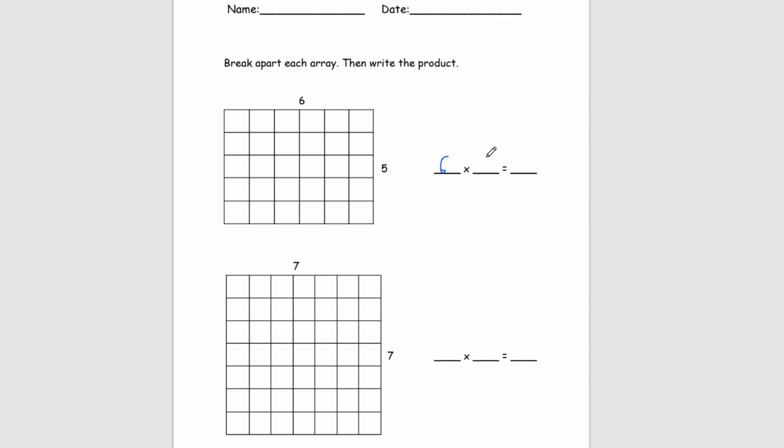So 6, 5, and it wants us to write the product. So what's this count? We have 5, 10, 15, 20, 25, and 30. So that means that our product for this first one is 30.